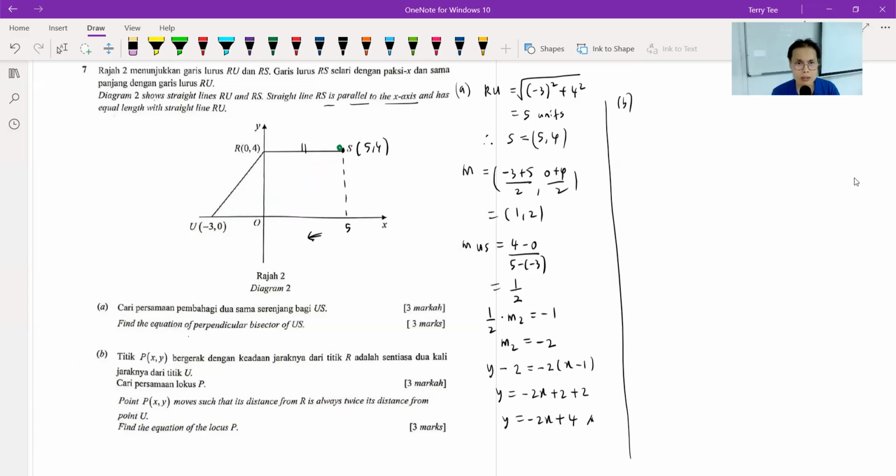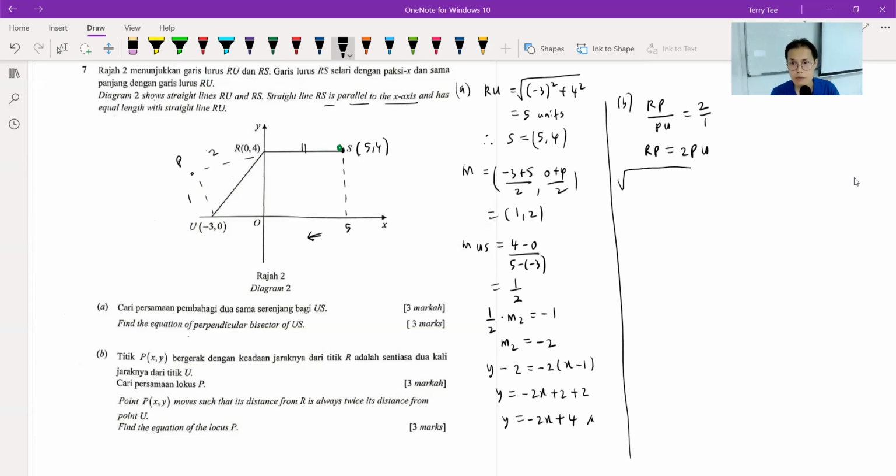Your point can be here, such that the distance from R is always twice the distance from point U. That means maybe it's here. This is 2. This is 1. So we can start off by saying R to P, where P is a moving point, divided by P to U, is 2 to 1. Or you can just say RP is 2 times PU.